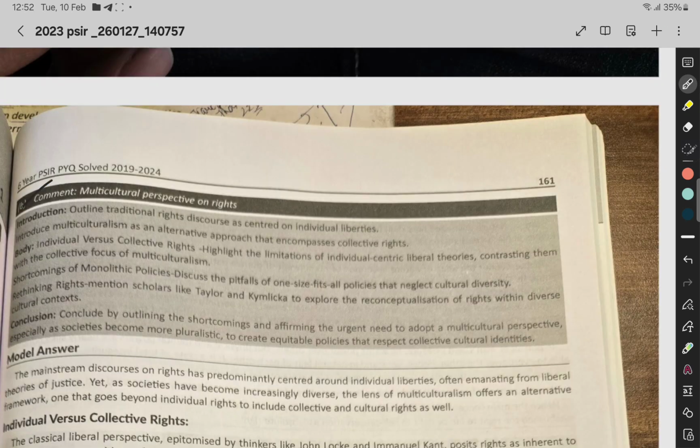Question 2. Comment multicultural perspective on rights. Multicultural perspective on rights.